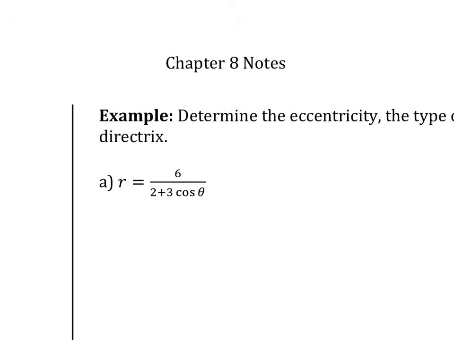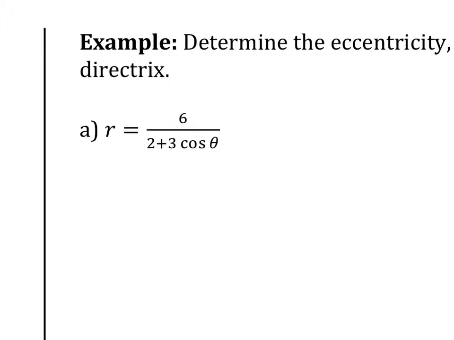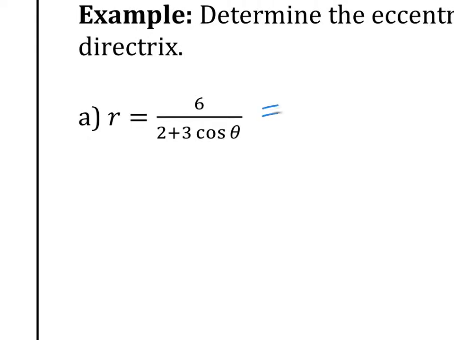Now, I give you an equation. You tell me what shape it is. Okay, so you obviously have to find E. So what we want to do is make it look like the equation. Now, the equation, if you remember, is KE over 1 plus E cosine theta, something like that, right?